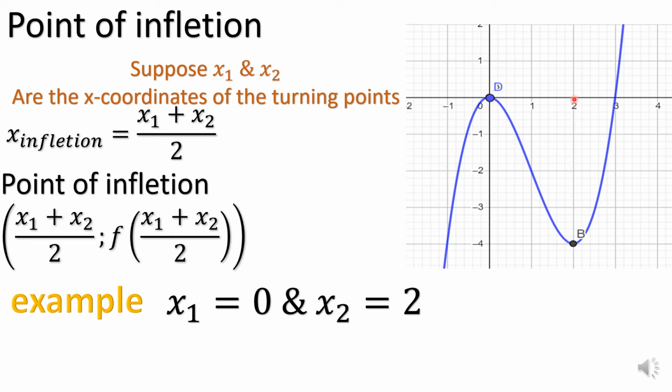So by finding the midpoint of x1 and x2, we are going to get the x coordinate of the point of inflection, which is 1 in this case. And you can see this one is the midpoint of 0 and 2. And when we plug it into our function, we get the corresponding y value, which is -2. We are done with the second method of finding the point of inflection.